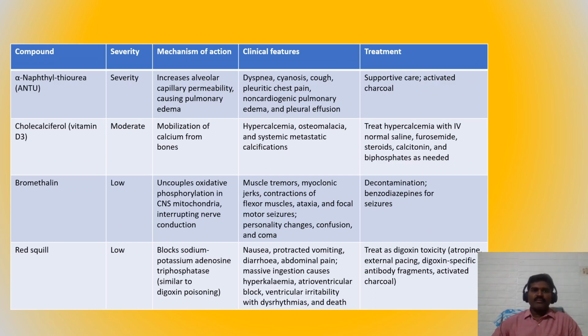ANTU, alpha-naphthyl thiourea, severe toxicity. It increases the alveolar capillary permeability, causing pulmonary edema, dyspnea, cyanosis, cough, pleuritic chest pain, non-cardiogenic pulmonary edema, and pleural effusion as the manifestations. Supportive care and activated charcoal, there is no antidote.